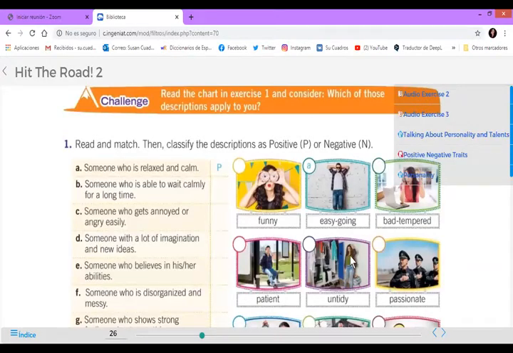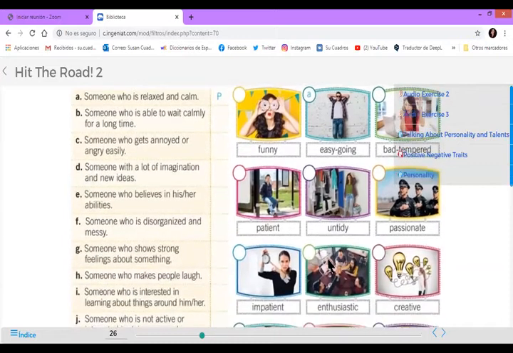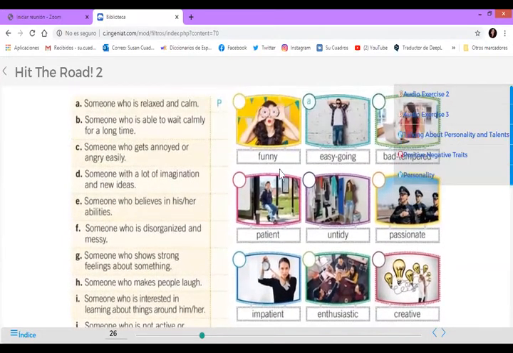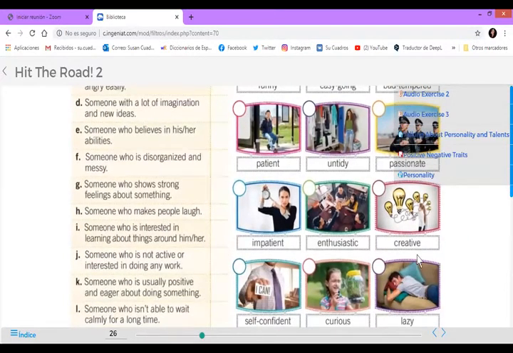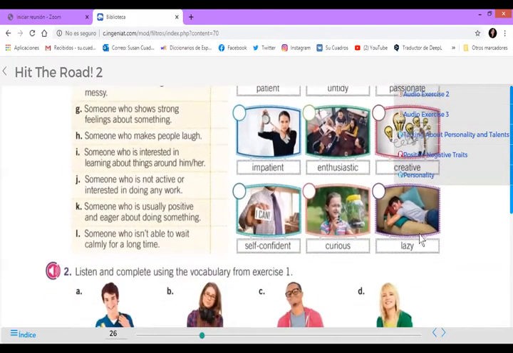Well, it's time to practice what we have learned. Here in your platform, you will see the different words we have learned together. You remember? Funny, easygoing, bad-tempered, patient, untidy, passionate, impatient, enthusiastic, creative, self-confident, curious, and lazy maybe. Okay, look, here we have a new word.